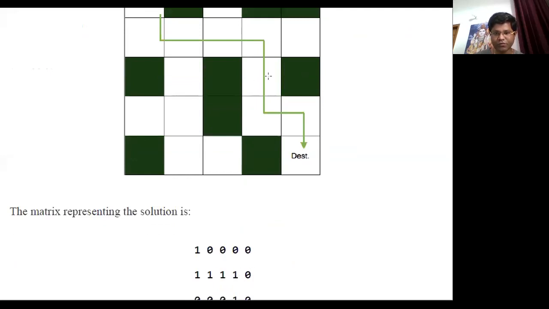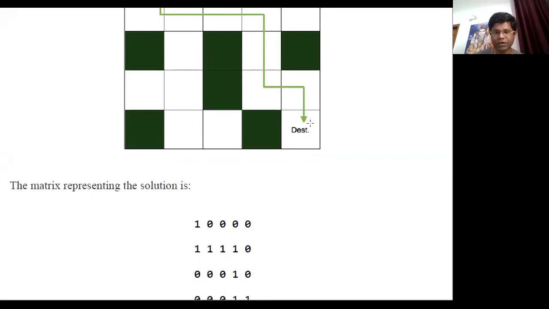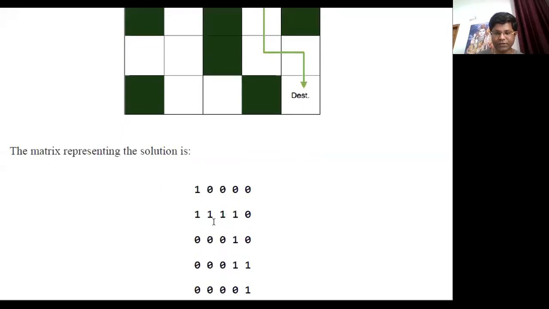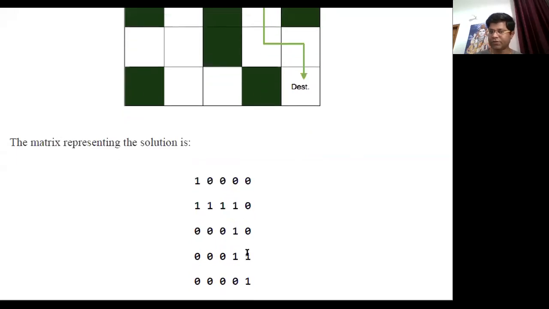For the third row, we only move to one cell. It means 0 0 0 and 1, and this last one is also 0. So the third row is 0 0 1 0 0, and for the fourth row, we only move to the last two cells, so the entries are 0 0 0 1 1. And for the last row, we only reach the destination cell, we can't move to any other cell, so all the entries become 0, and for the destination cell the entry becomes 1. So the last row entries are 0 0 0 0 and 1. This is the matrix for the solution.